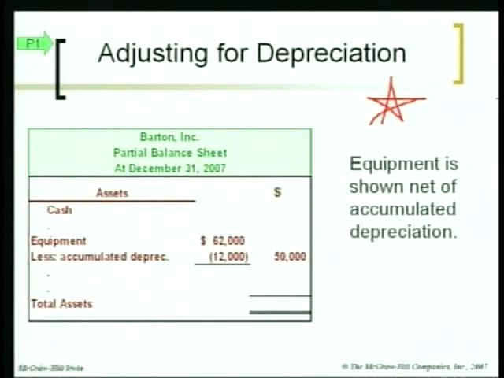So that's what depreciation is. I will tell you one other thing too. Trucks, buildings, conveyor belts, forklifts, all those things are depreciated. There's one type of property, plant, and equipment that is not depreciated. We do not depreciate land. We do not depreciate land. Okay?